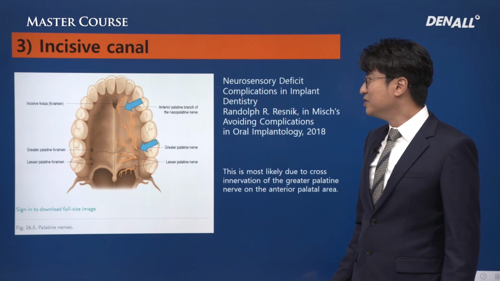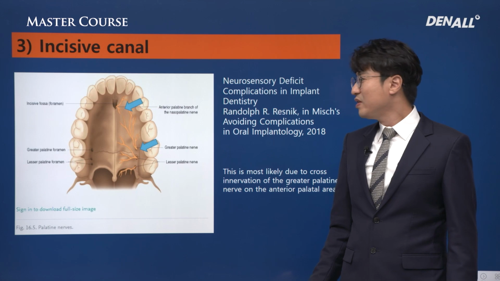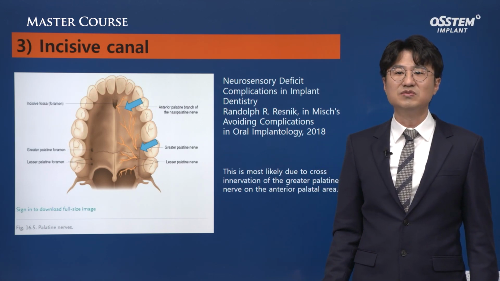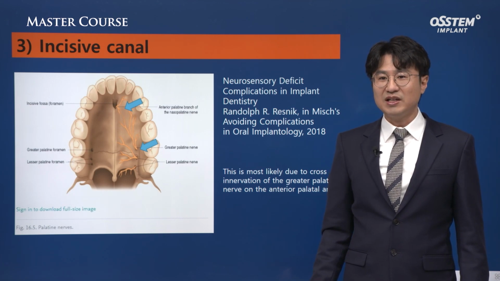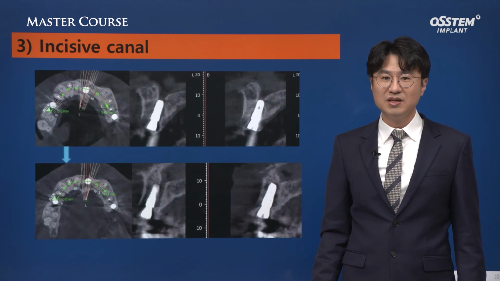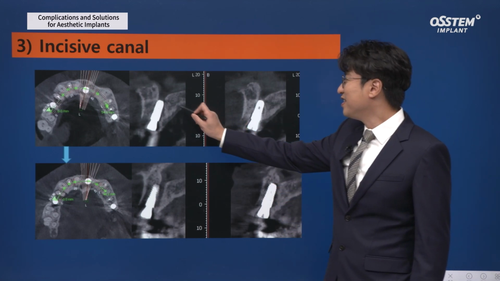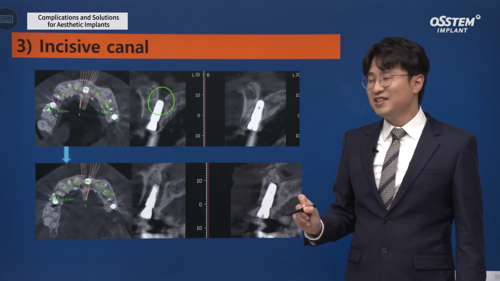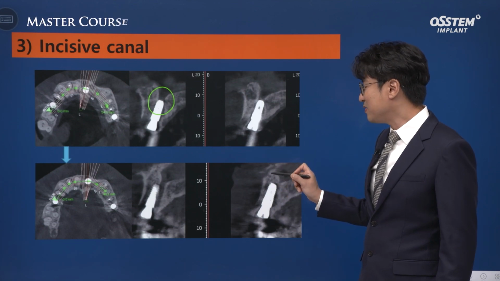Next, incisive canal. According to the literature, invasion of the incisive canal is rarely accompanied with paresthesia due to the cross innervation between the greater palatine nerve and nasopalatine nerve. I was not in the right mind when I placed the implant in the incisive canal like this. I was worried about that, so I removed the implant.